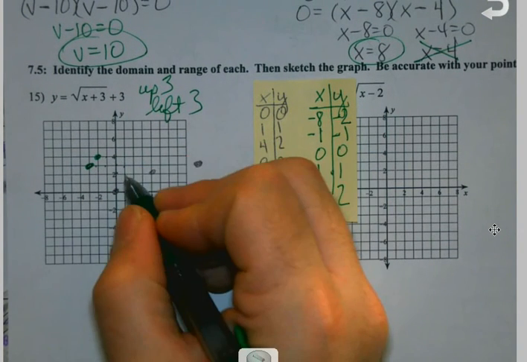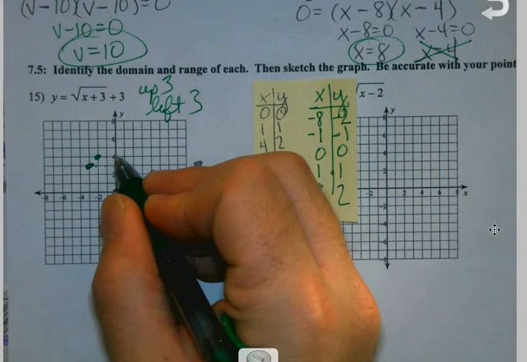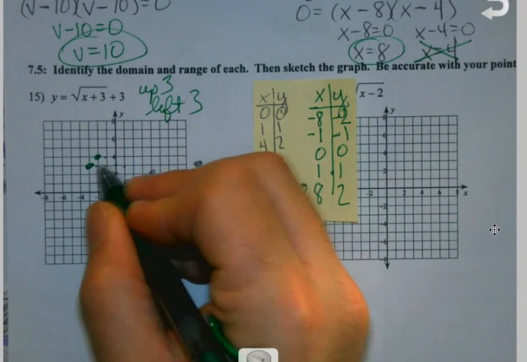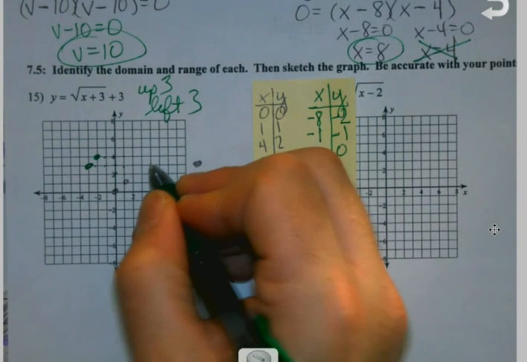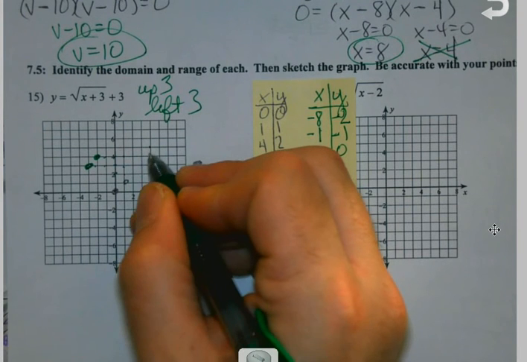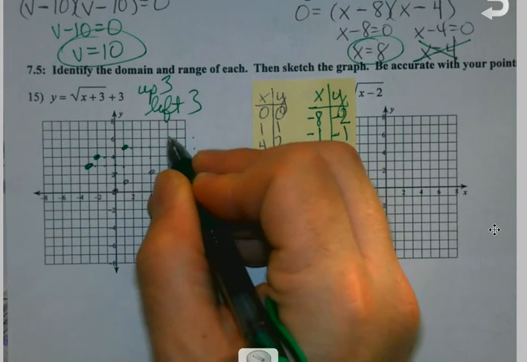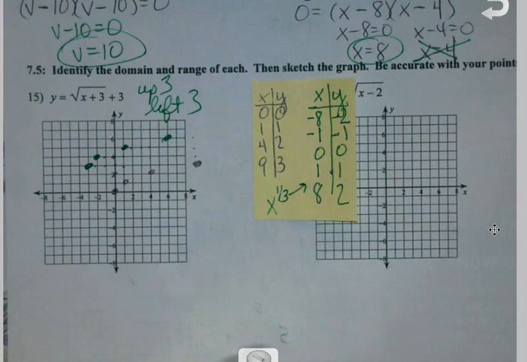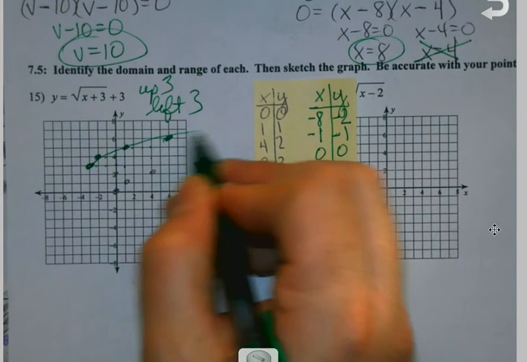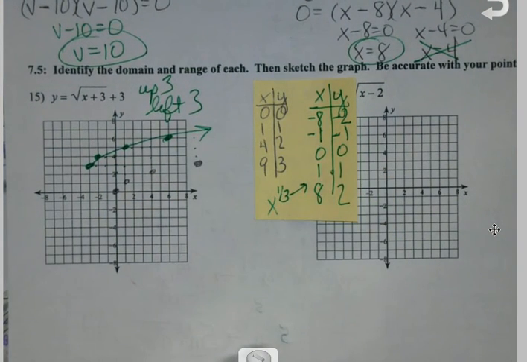Did I just do something silly? Nope, I didn't. Okay. Up 3, left 3. And connect the dots going to the right. Again, only an arrow on the right with my square roots.